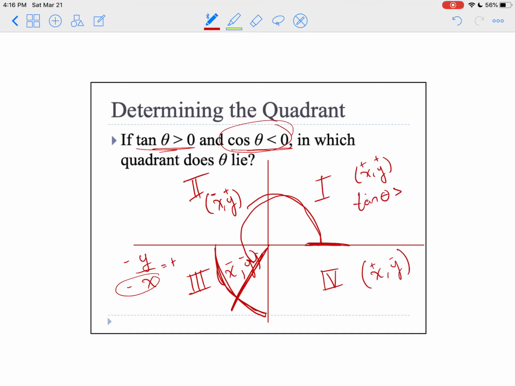So it can't be the first quadrant. In the first quadrant, tangent is also greater than 0, but cosine is also greater than 0. And so it has to be the third quadrant. So the answer to this question is third quadrant.